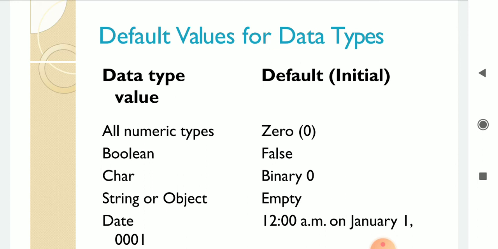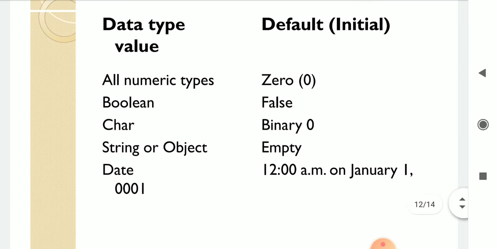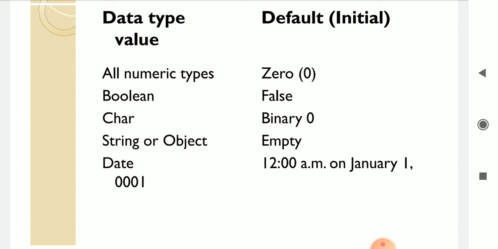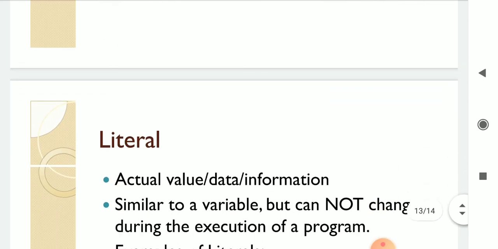String or object: if you are going for a string, you want to take the student name, and the student is not giving the name in the particular box, then the value will be empty, nothing will be there. And the interesting point about date: if you are asking for the date from the user and the user is not providing it, then the date will automatically be kept in the variable as 12 AM on January 1st, 0001. So this will be the default value if the user is not providing any value in the particular data type.